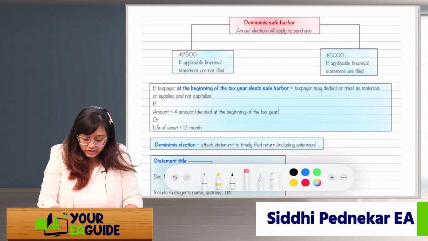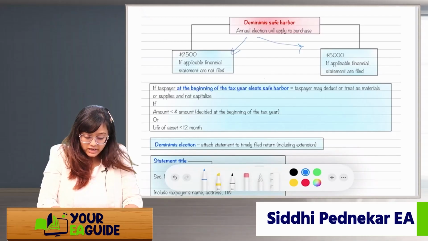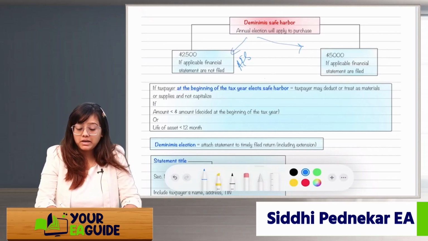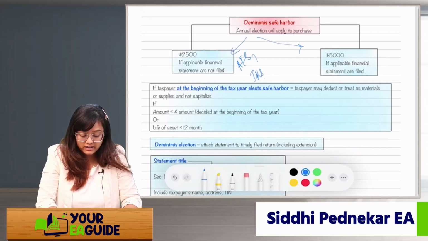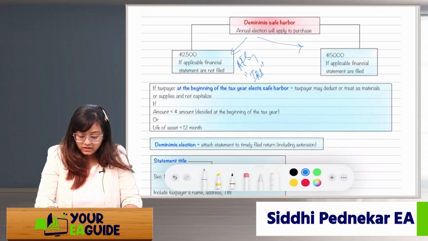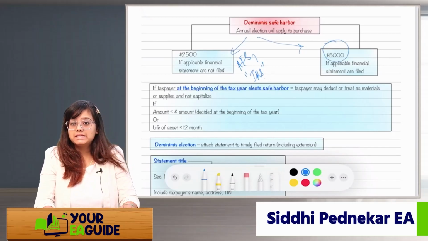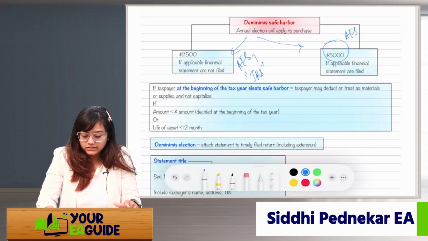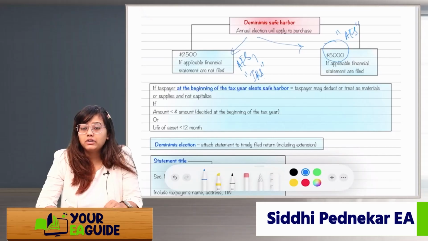For the de minimis safe harbor rule, we have 2 criteria. The first is if you are filing AFS. AFS means annual financial statement filed to the IRS. If you have an annual financial statement, then the 5,000 limit will apply. So whatever expense you incur, if it's up to 5,000 and you are filing AFS, that will be considered a normal expense and go to the P&L statement.